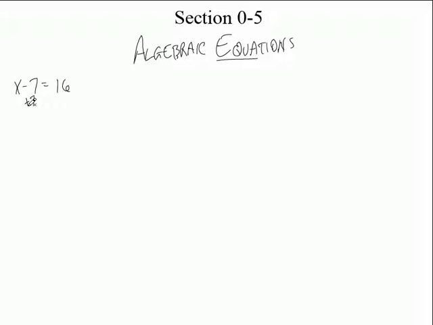Now, remember in algebra, whatever you do to one side, you have to do to the other side. So whatever you do to this side, you have to do to the other side as well, to keep everything balanced, to keep it equals. So negative 7 plus 7, that just cancels out, doesn't it? All right, x equals, and what's that? 23. And there you go.